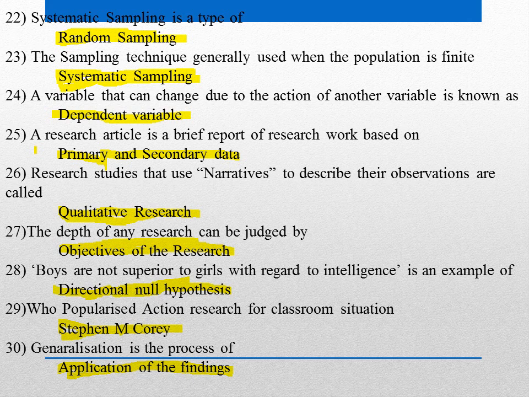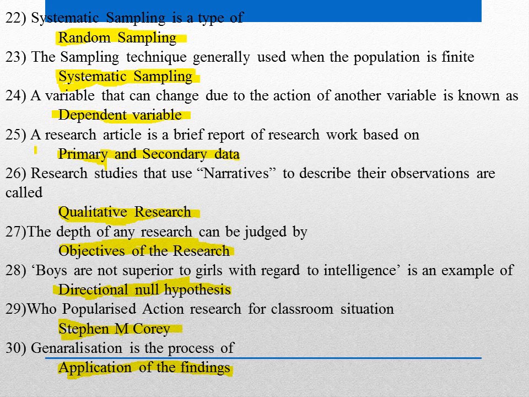Next, research studies that use narratives to describe their observations are called qualitative research. Next, the depth of any research can be judged by objectives of the research. Next, boys are not superior to girls with regard to intelligence is an example of directional null hypothesis. Next, who popularized action research for classroom situation?